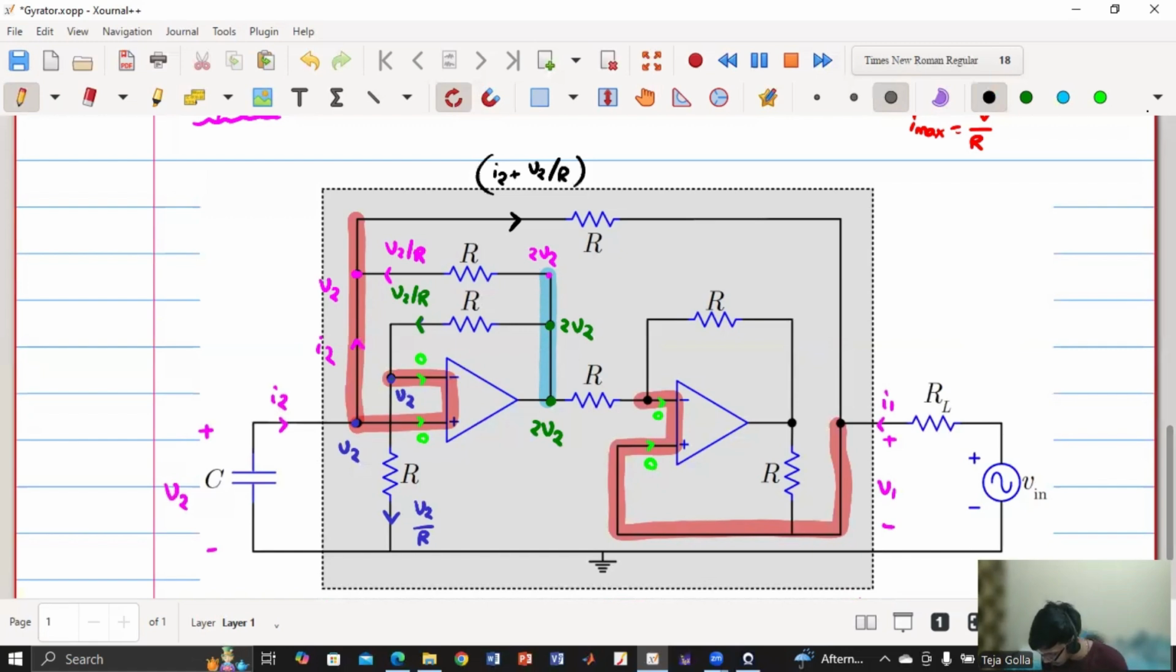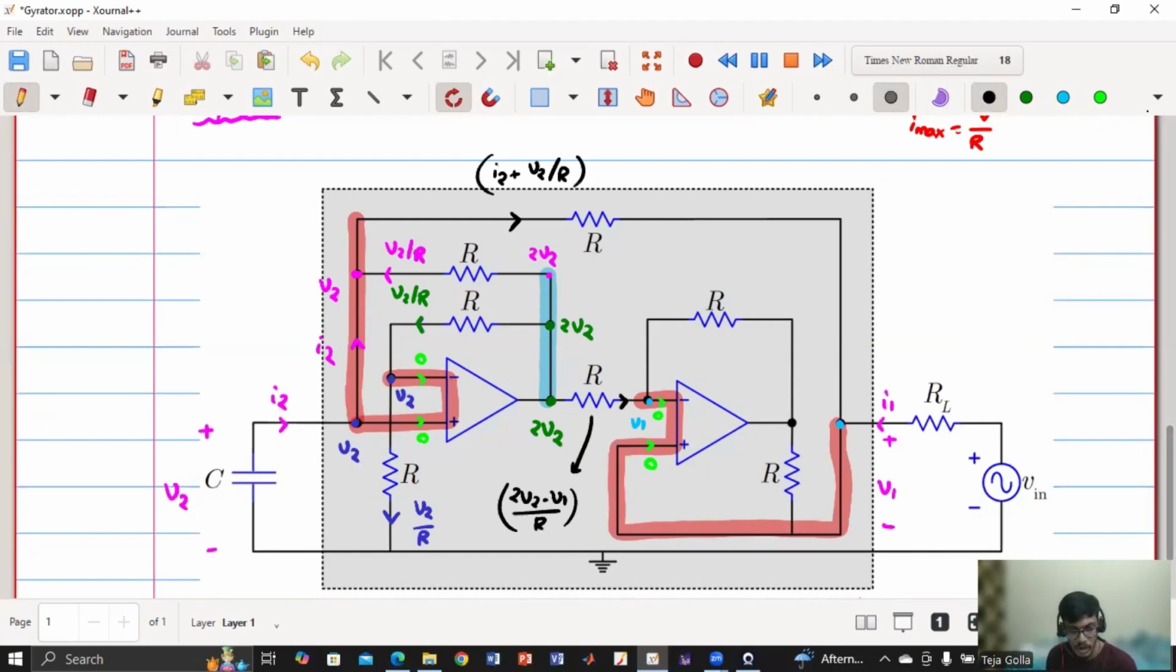Now let us come back here. Because this is V1, this is V1. So this entire voltage is V1. So this is also V1. So now the current that is flowing in this resistor R is what? 2V2 minus V1 by R, provided I am considering this is the direction of the current.